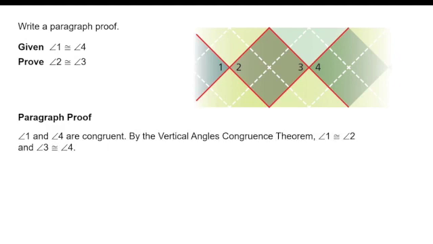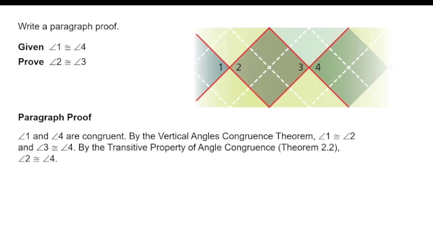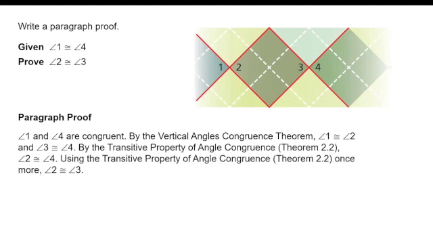Knowing that about vertical angles, we can say by the vertical angles congruence theorem, angle 1 is congruent to angle 2, and angle 3 is congruent to angle 4. Now because of what we're given, because of angle 1 being congruent to angle 4, we can use the transitive property of congruence to move things around here and say that angle 2 is congruent to angle 4. And then if we just shift things around one more time, we're going to end up with our proving statement, which is angle 2 is congruent to angle 3.